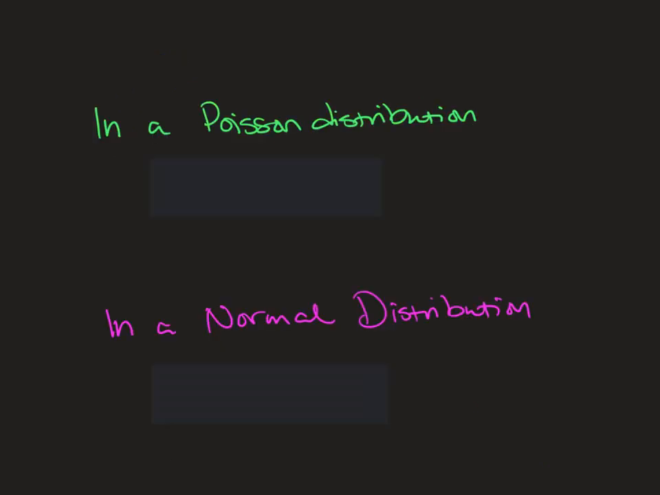And for what it's worth, in a Poisson distribution, the expected value is the mean. And in a normal distribution, guess what? It's the mean. Well, let me know if you have questions.